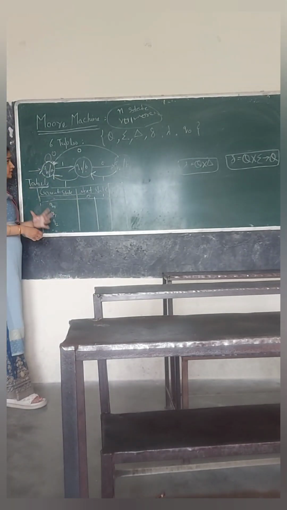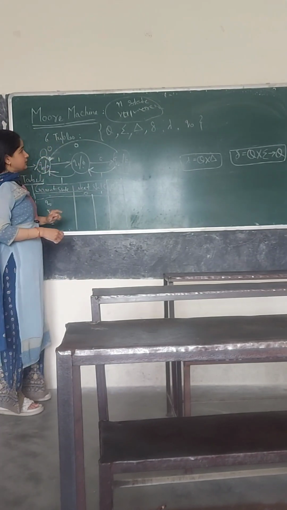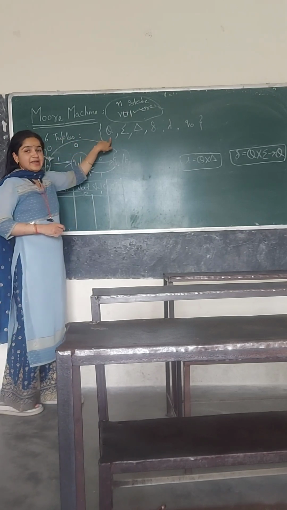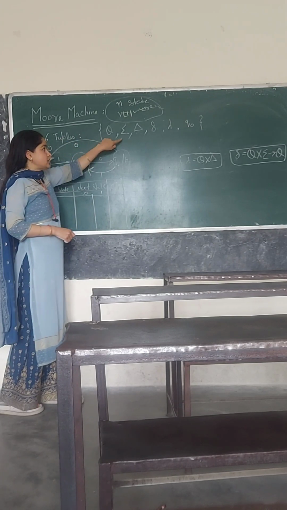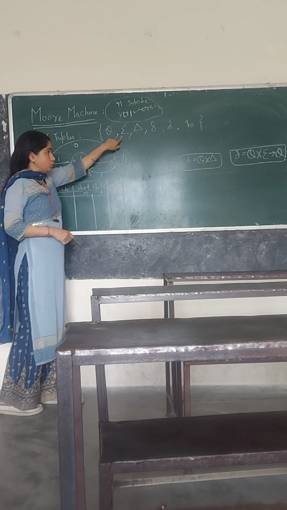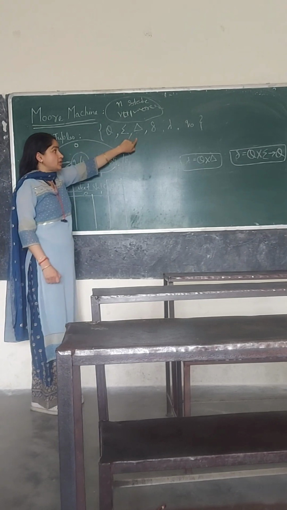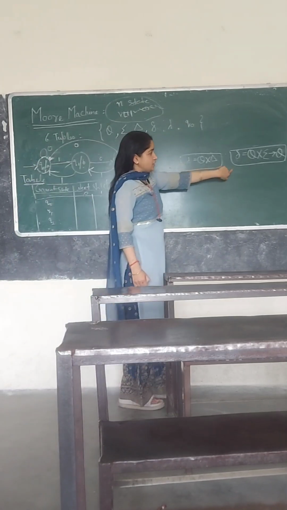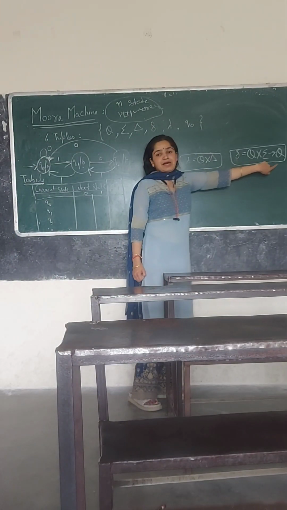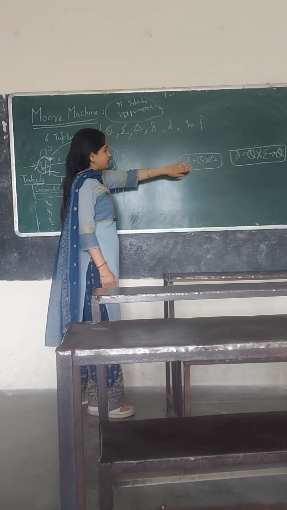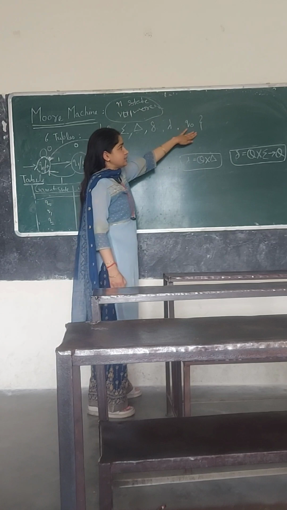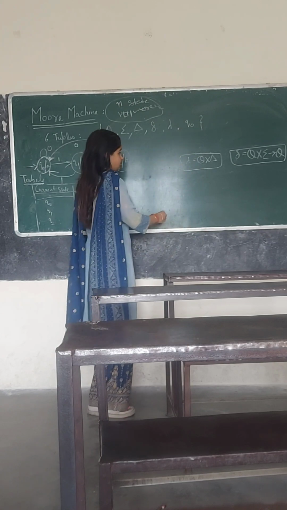And Mealy machine, in Mealy machine we have 6 tuples like Q, a finite non-empty set of states, then sigma, that is input alphabet, delta, that is output alphabet, then transition function, that is Q × Σ → Q. Then we have lambda, that is the output function, and here Q0 is the initial state.